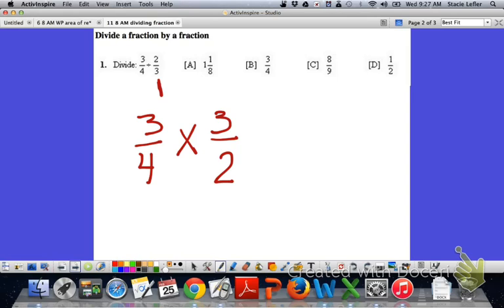Now I'm going to first check and see if we can simplify. None of the diagonals, no top with no bottoms, can simplify. So we multiply straight across. 3 times 3 is 9. 4 times 2 is 8.